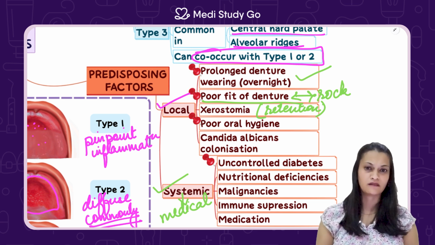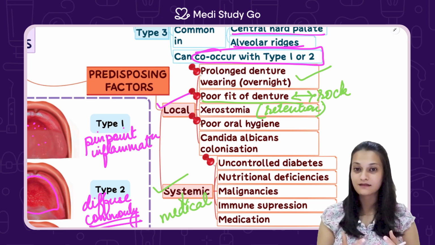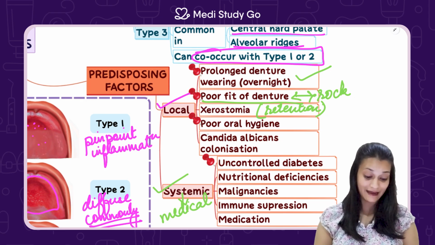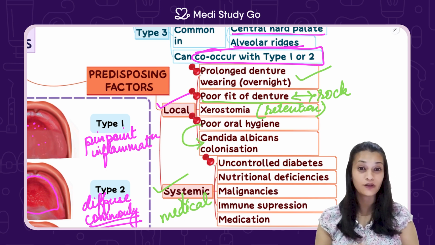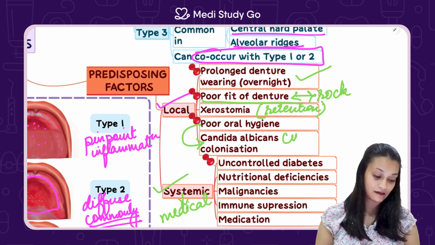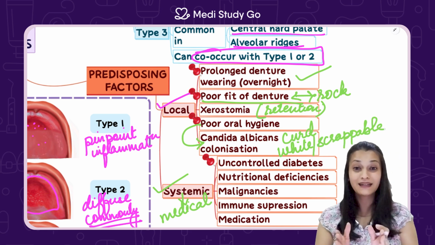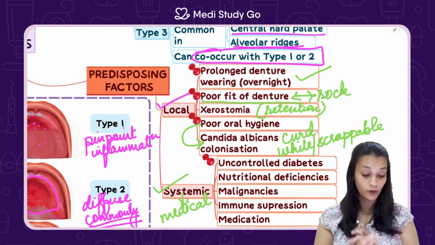Poor oral hygiene. The patient is not maintaining the hygiene. In turn, that led to growth of fungus, and there can be association of colonization of fungal growth. Now that is typically going to appear like curd, white in nature, but it is going to be scrapable. So this is how we are going to differentiate it from your other 2 types, that was your leukoplakia and erythroplakia.